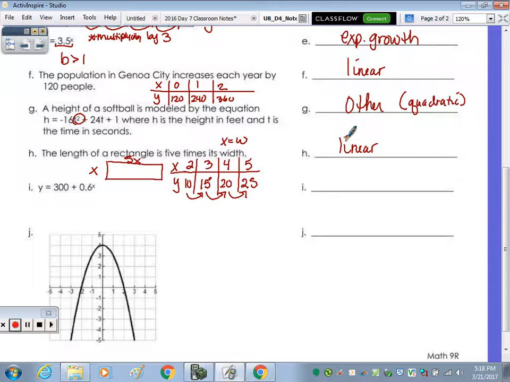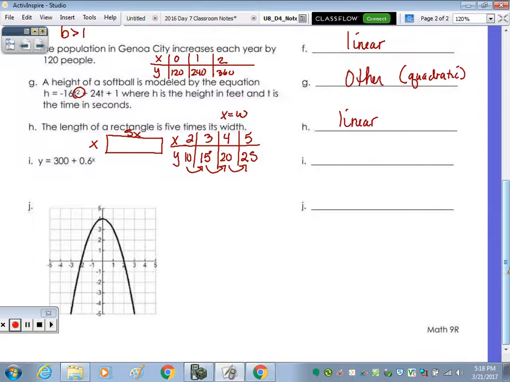So it helps sometimes to make up a table to see what's actually happening. And that one, we knew the length of a rectangle is 5 times its width, so the relationship between the two, okay, is a linear relationship.